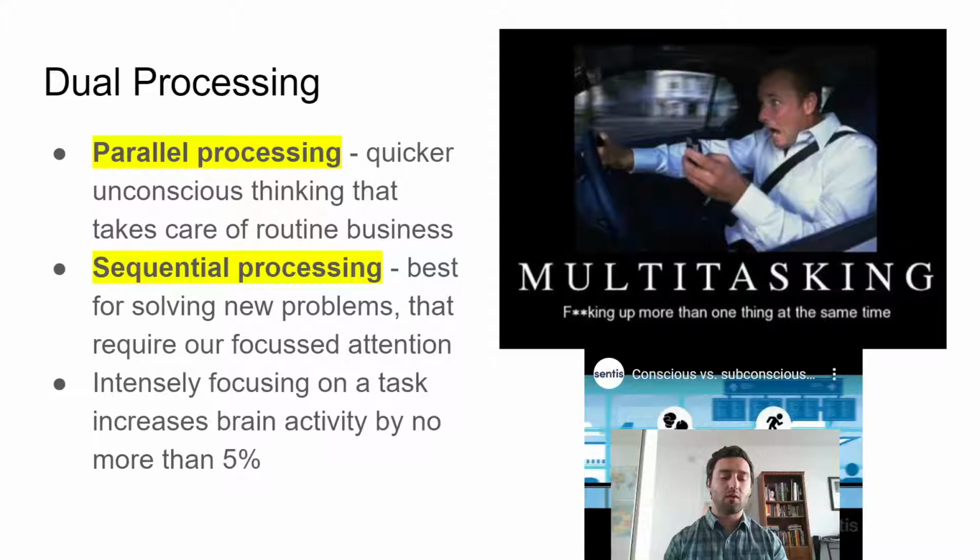The other type of processing, as a part of our dual processing, is sequential processing. Sequential processing is the type of processing that we use consciously, and it's used to solve new problems. Anytime we have to come up with something, anytime we're confronted with something that's brand new, we have to use sequential processing. One of the important things about it is that it requires attention. We have to pay attention to it.